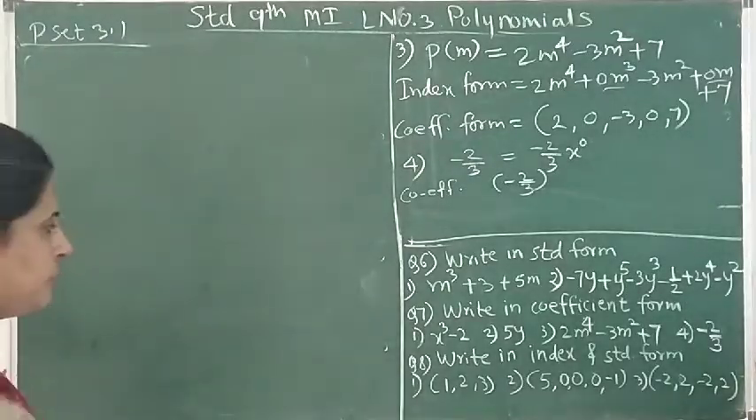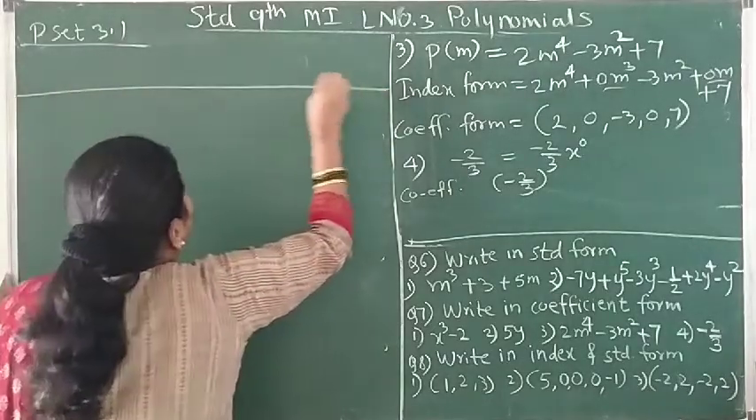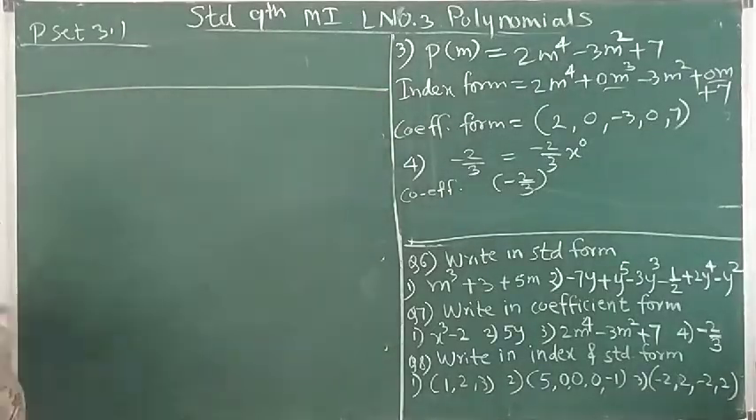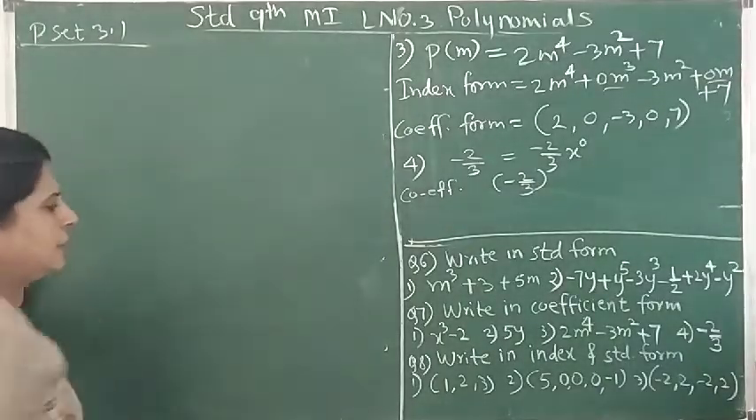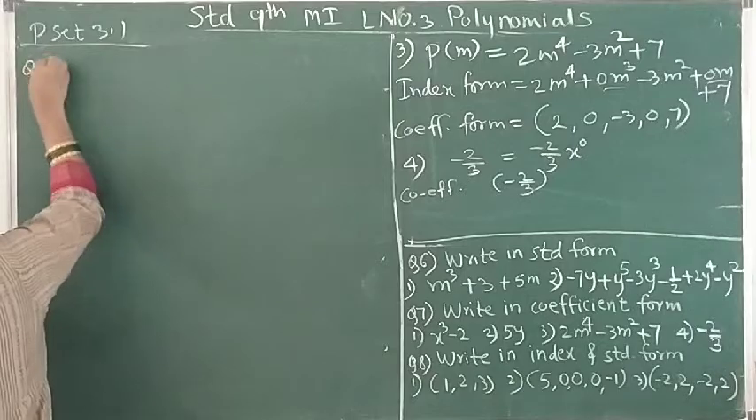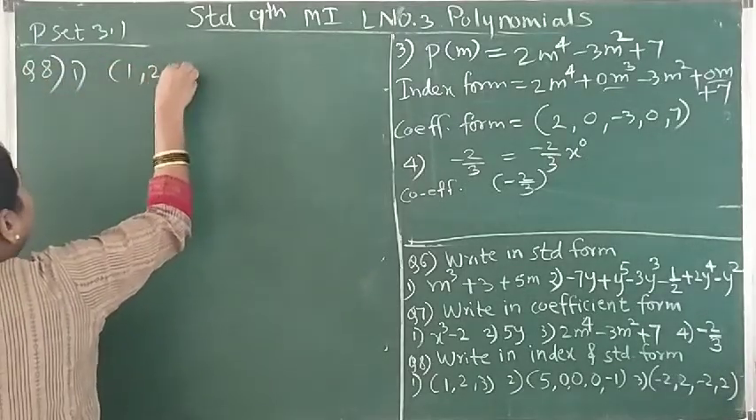Okay. We can make a column-wise answer also, or I think it will not be enough. So let's go one by one only. Question number 8. The first one given is 1, 2, 3.